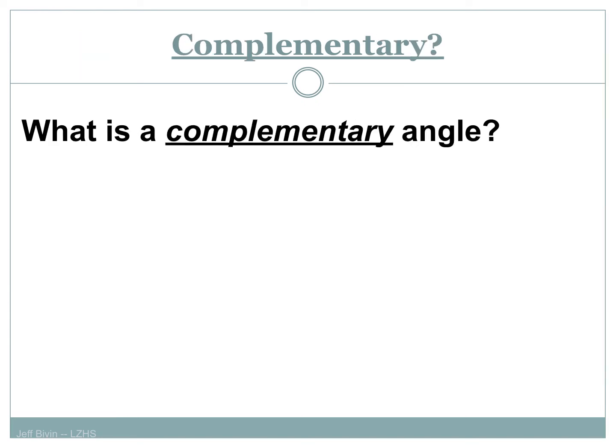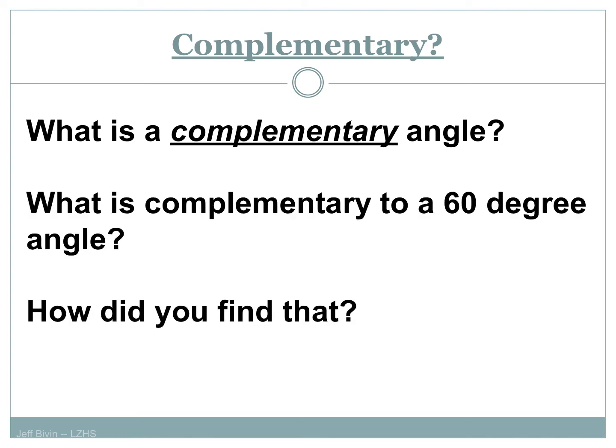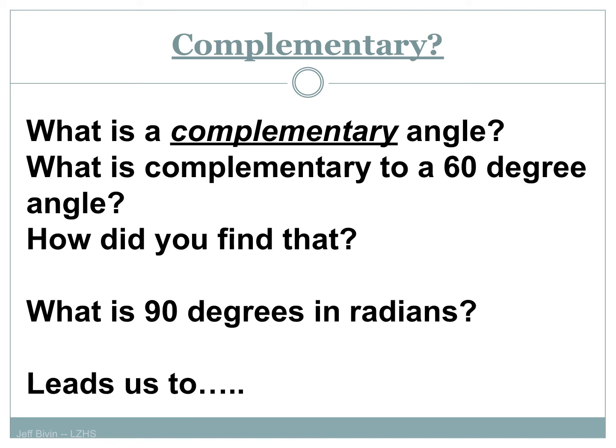So remembering the word complementary angle from geometry. What is the complementary angle to a 60-degree angle? That would be 30. How do you find it? You do 90 minus 60. And what is 90 degrees in radians? It is pi over 2.